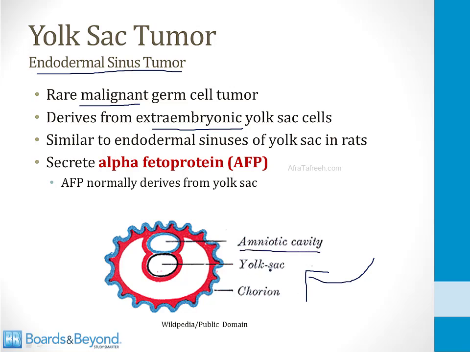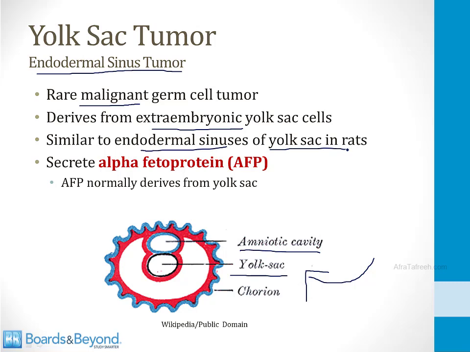Recall that it has an amniotic cavity and also a yolk sac. Much of that yolk sac will go on to develop the gut tube and the GI tract, but some of it will become extraembryonic, meaning outside of the embryo, and those are the types of cells that are found in yolk sac tumors. It's called an endodermal sinus tumor because under the microscope the cells look similar to the endodermal sinuses of the yolk sac in rats.